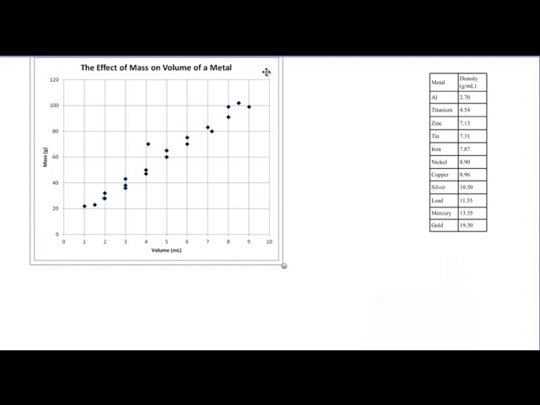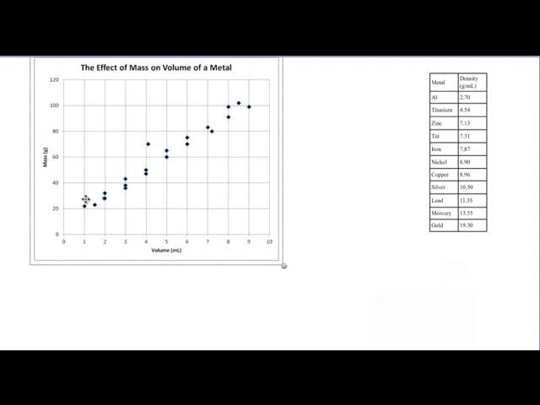Okay, on this podcast I'm going to show you how to do the graphing exercise on the practice problem that has on the top the effect of mass on volume of a metal. Even though, of course, I did the title backwards, it should be the effect of volume on mass. Okay, but what we're going to do is the first thing we want to do is we look at this.